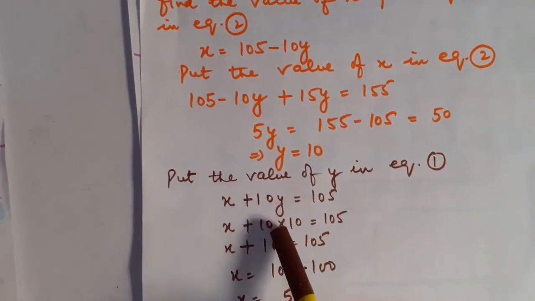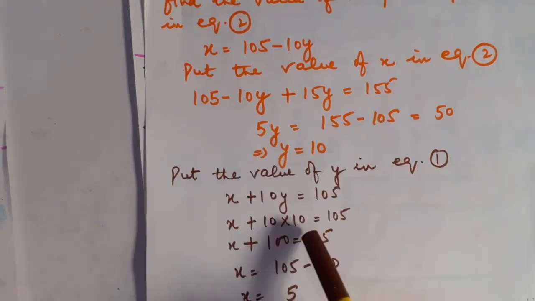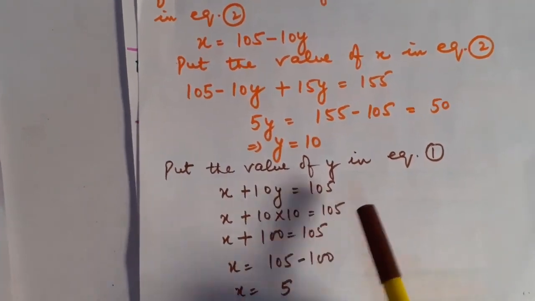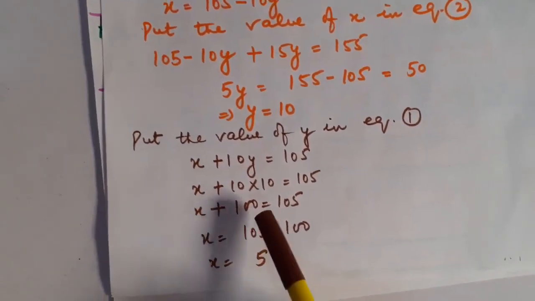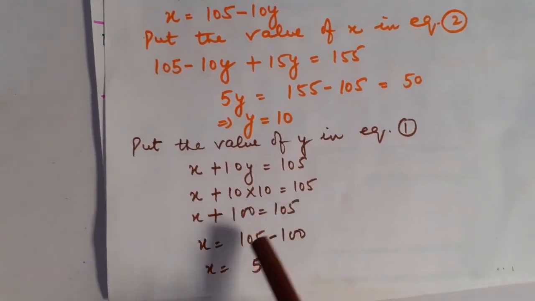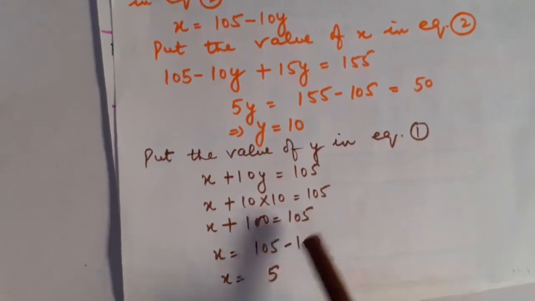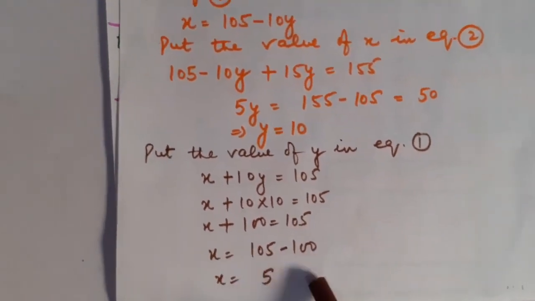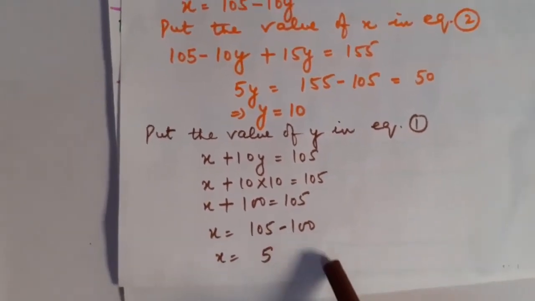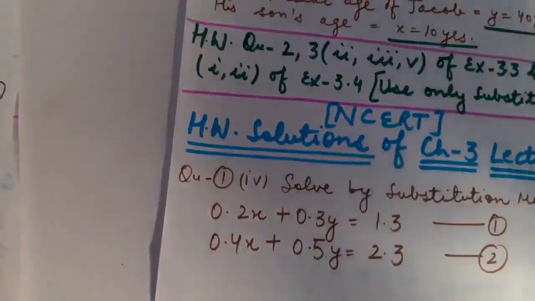See children, this is x plus 10y is equal to 105. x plus 10 into, in place of y I am putting 10, is equal to 105. So this is x plus 100 is equal to 105. So x is equal to 105 minus 100. That is x is equal to 5. This is what actually? This is a fixed charge which is paid by each and every passenger.